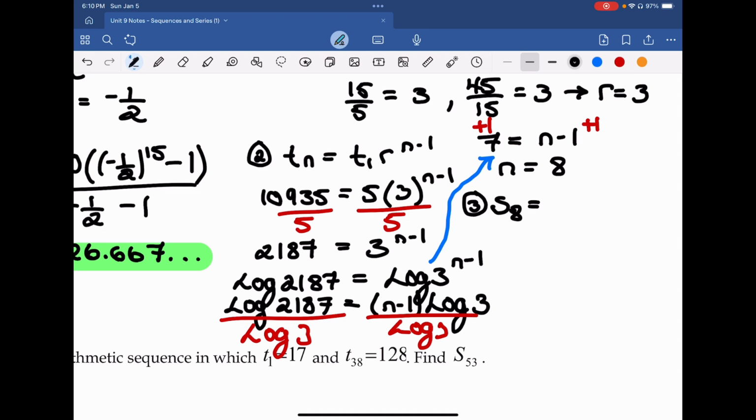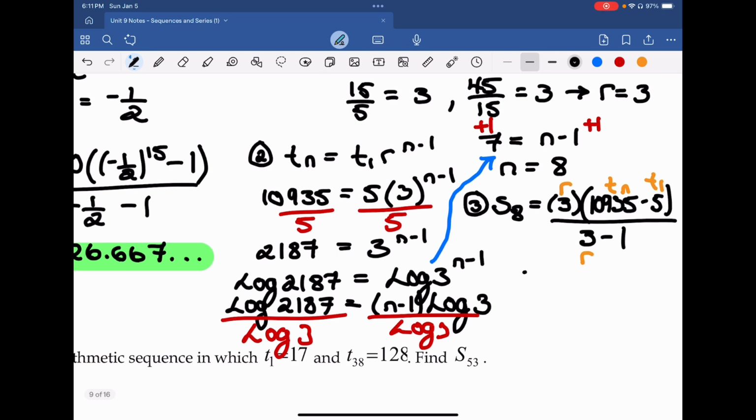Okay, perfect. So the sum of the first 8 terms is equal to the common ratio, which is 3, multiplied by the Tn, which is going to be 10,935, minus T1, which is 5, all divided by the common ratio minus 1. So again, just to fill in what I've done here, this was our common ratio, this was Tn, this is T1, and then this is going to be our common ratio, just so that you know which formula I'm using here. Now, in our calculators, the sum of the first 8 terms is equal to 16,400.